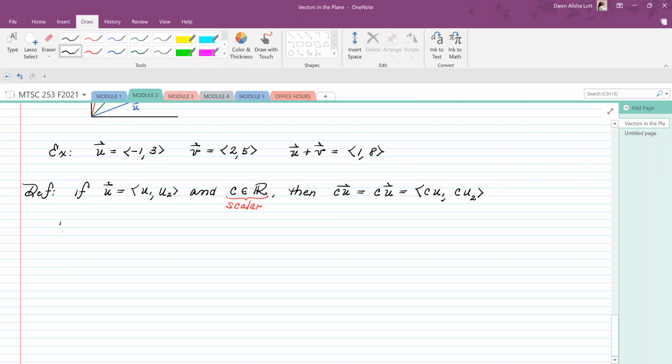Example: u will be minus 4, 12. 1.5 u is going to be negative 1.5, 4.5, and pi u is going to be negative pi, 3 pi. Just that simple.